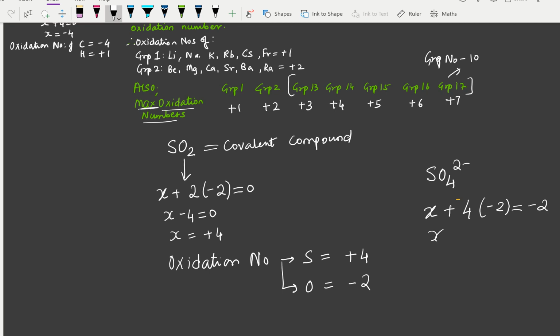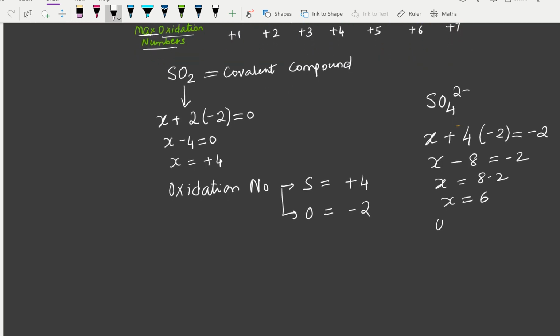Now I'm going to solve this. So this becomes x, 4 into -2 is -8 equals -2. So this becomes x equals 8 minus 2. So x equals 6. So if I have to write the oxidation numbers, what am I going to do? Once again, the oxidation number for sulfur is +6 and for oxygen it is still the same, it is -2.